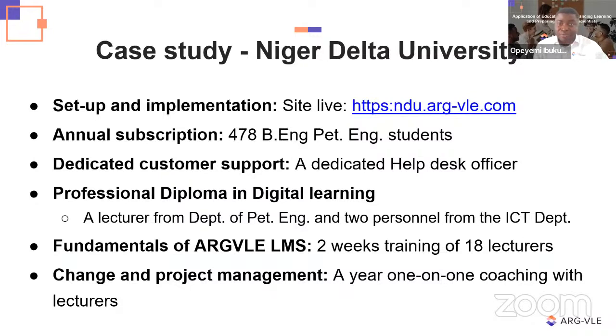So you might ask, where have we done this? We have a case study, Niger Delta University. We currently have our platform live. They're using it for their petroleum engineering department. We have 478 students on it. We deployed a dedicated help desk officer who is providing continuous support. We trained a lecturer and 2 personnel from the ICT on a professional diploma in digital learning. And we trained 18 lecturers from that department on how to use the platform. One of the learnings we gained from this was that change and project management was important. So right now, we've started providing one-on-one coaching with the lecturers, working with them on how they can create their courses and make them engaging for students.